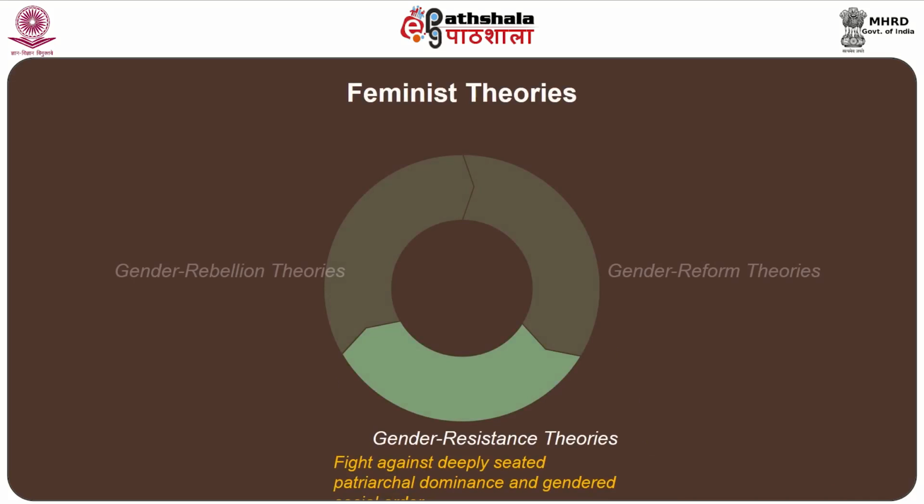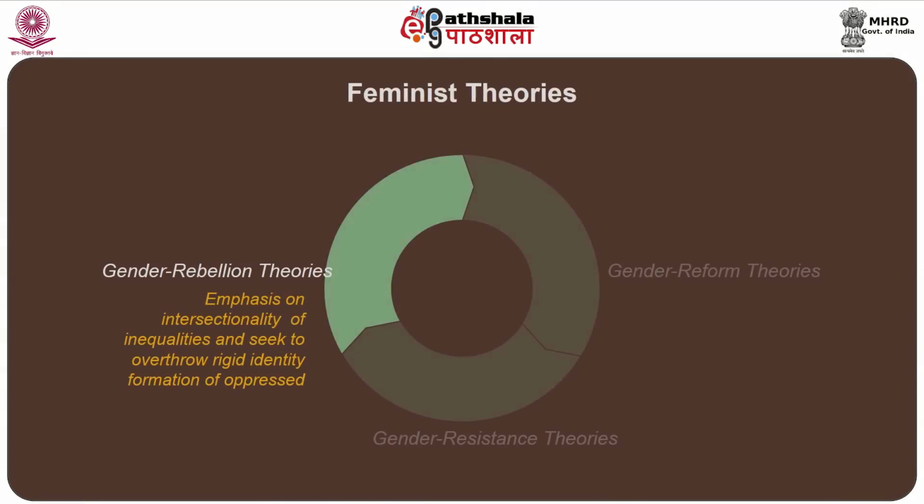The second wave of theories is gender resistance theories. These theories have their roots in the resistant approach, whereas the first one is the reformist approach. These theories are mainly rooted in the fight against deeply seated patriarchal dominance and the gender social order.